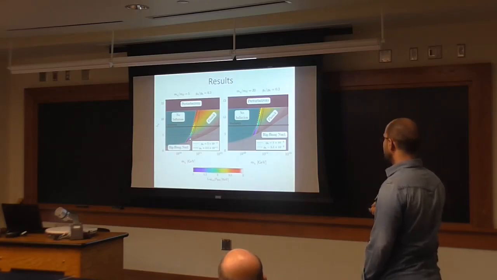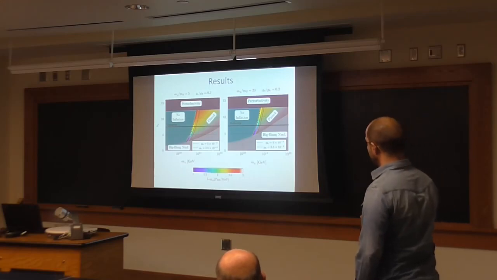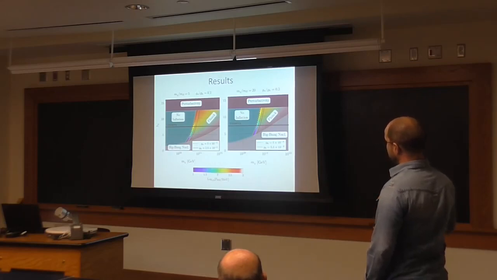So all the color plots, the rainbow color here, are points which satisfy the correct relic abundance. So playing with the values of GH for a fixed ratio, GV versus GH, and a fixed ratio of the masses in the dark sector. And that is, again, in the dark matter mass versus dark coupling space.